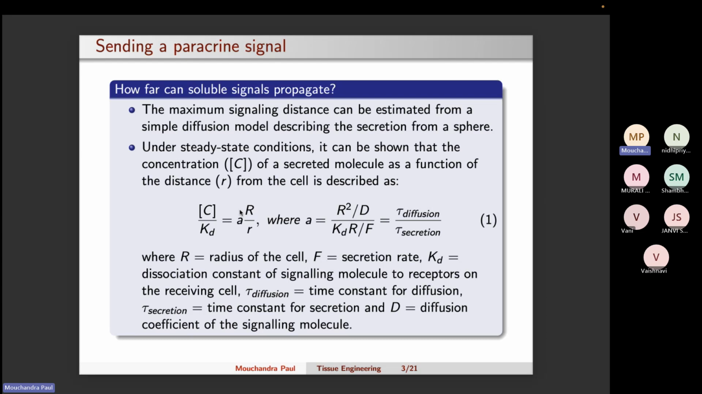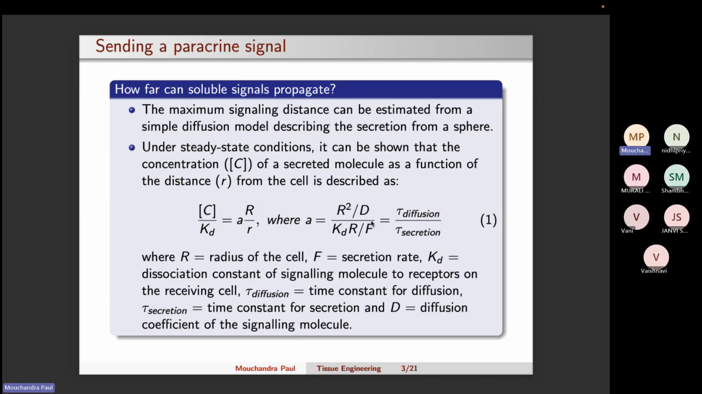So that is why a constant radius R is taken, whereas small r is the distance from the signaling cell. That is small r, so it's a variable term. Here C is also a variable term. Kd, A and capital R are all constants. So if any question is given to you related to this, then you would know for what quantity to solve.